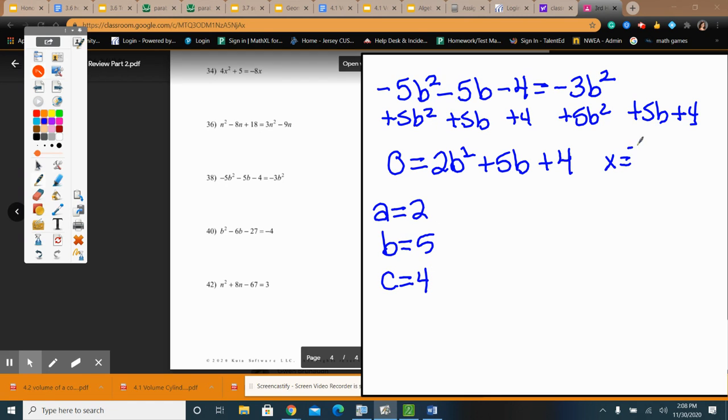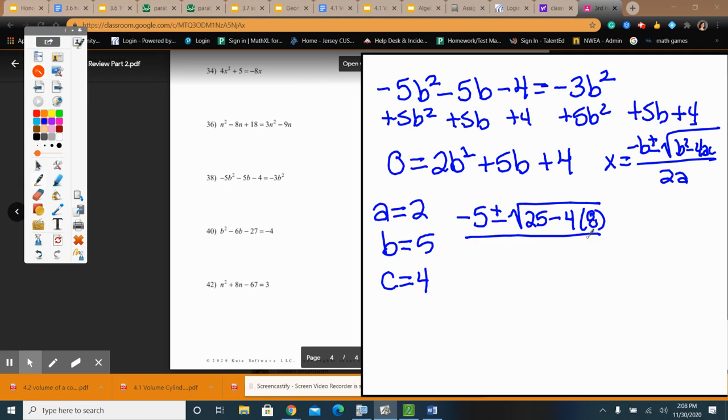Don't forget, x equals -b plus or minus the square root of b squared minus 4ac all over 2a. So -b is -5 plus or minus the square root. B squared, always positive, 25 minus 4 times A times C, which is 8. It's going to be negative again. All over 2a, which is 4. Clean up a little bit. -5 plus or minus the square root. Type it in. 25 minus 4 times 8, which is 25 minus 32, which is -7.